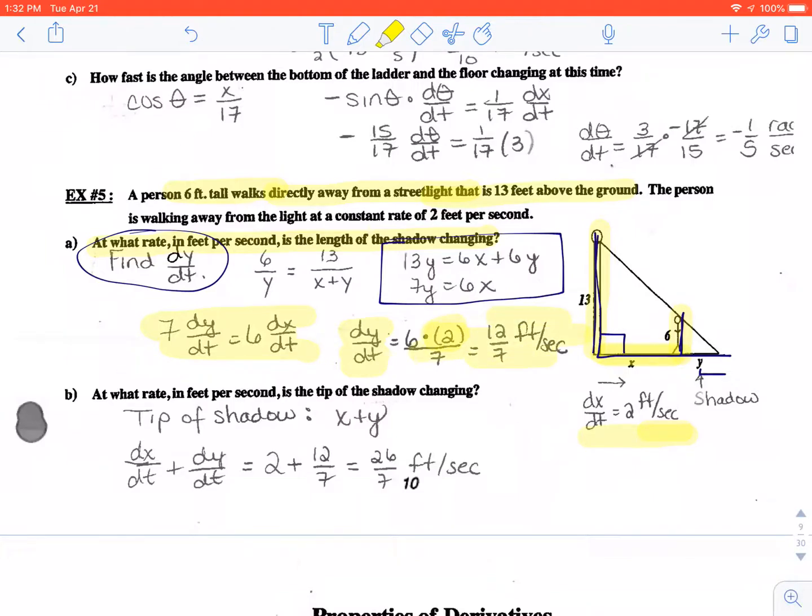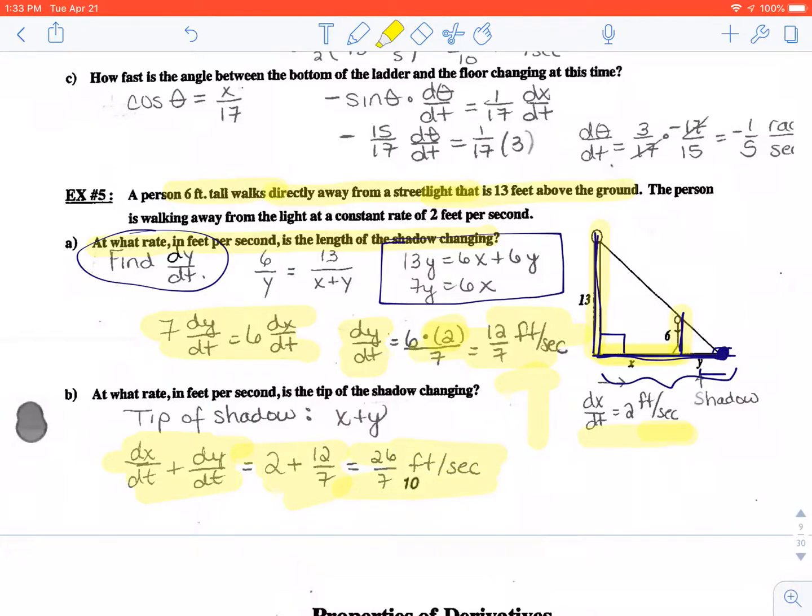Now part B says at what rate in feet per second is the tip of the shadow moving? Well, if the shadow's out here, this is the tip of the shadow, so we want to find out the rate of change of it. And we would get it by taking the derivative of x plus y. So the derivative of x plus y is dx dt plus dy dt. They gave us the dx dt. We just found the dy dt in the previous part of the problem, and we'll get the answer of 26/7 feet per second.